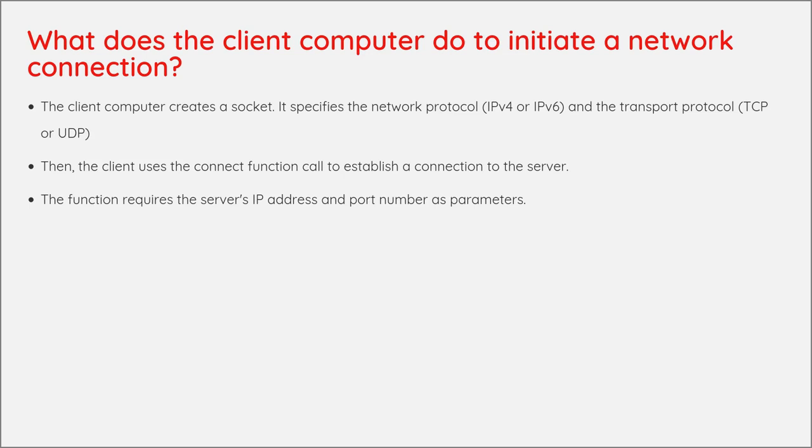It specifies the network protocol, IP4 or IP6, and the transport protocol, TCP or UDP. Then, the client uses the connect function call to establish a connection to the server. The function requires the server's IP address and port number as parameters.